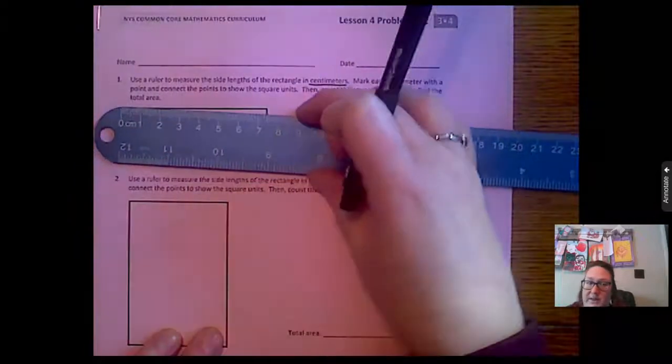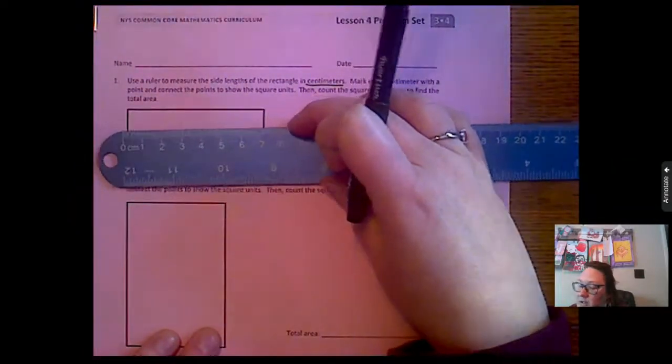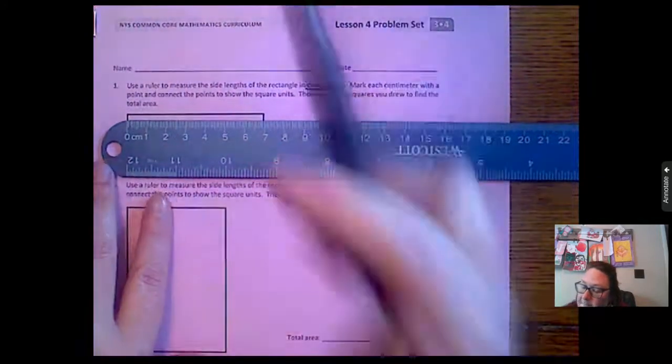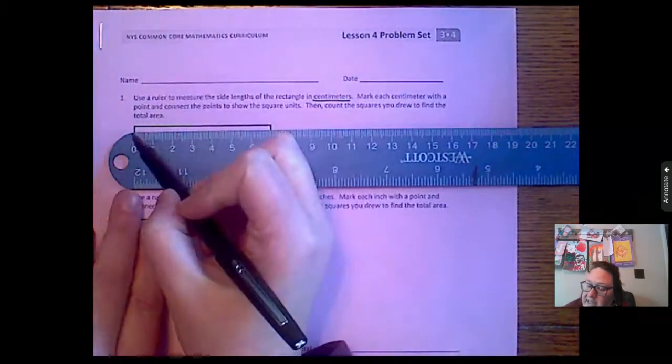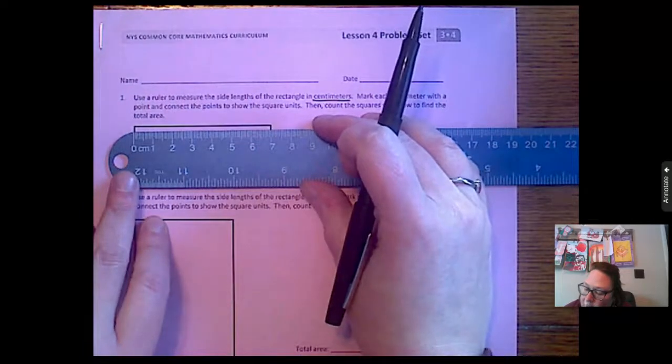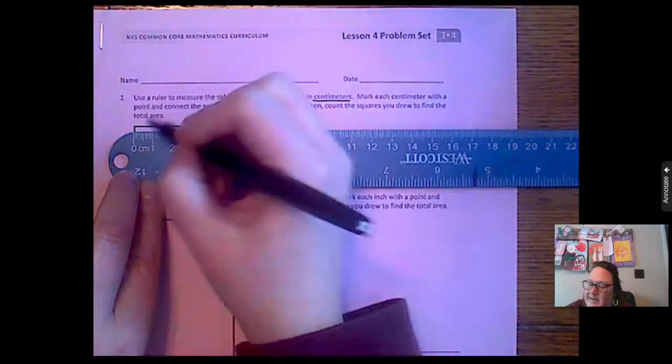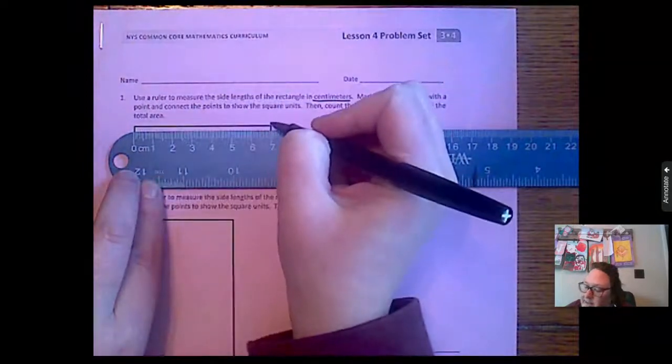Okay, so number 1. All rulers are a little bit different, but what I'm going to do is line up the 0 with that beginning point right there. I'm going to leave it just a little bit below just so I can see where it hits. And then same thing right here.